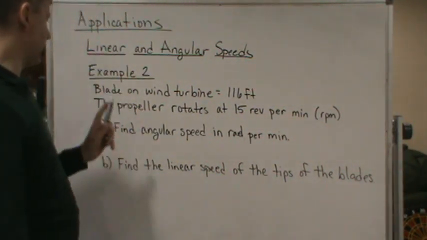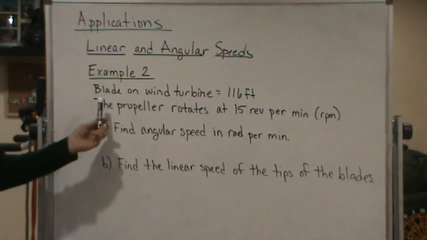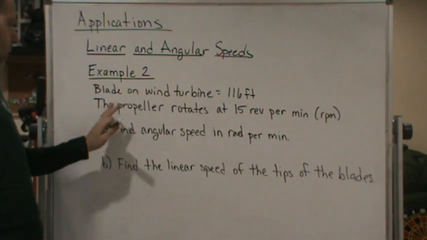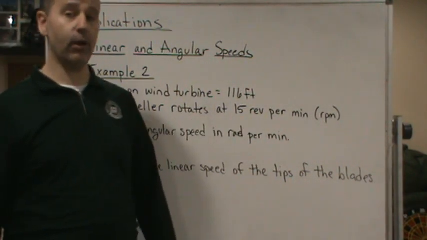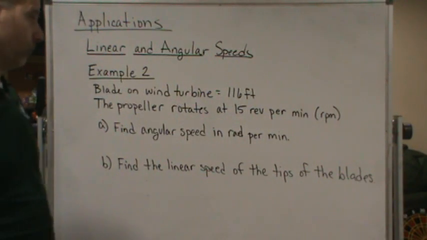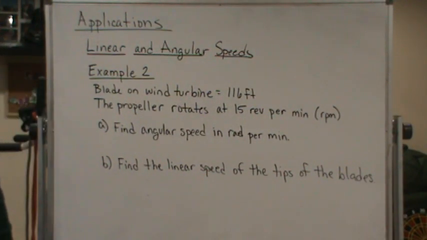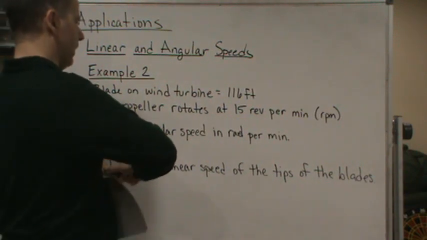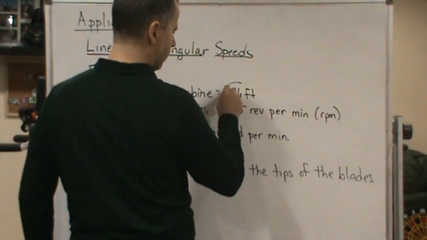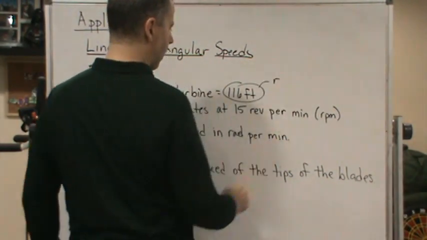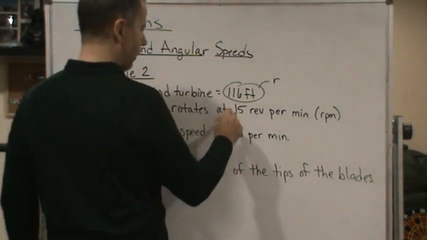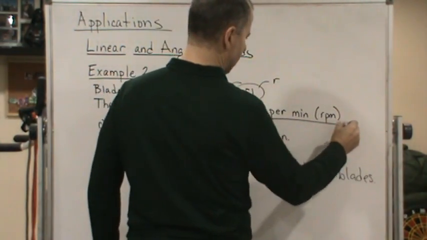What they're telling us is that one of the blades of the wind turbine is 116 feet long. The propeller rotates at 15 revolutions per minute, or RPMs. So they give us those two pieces of information. The first thing is, this is the radius, so 116, that's our r, and they're giving us this speed here.